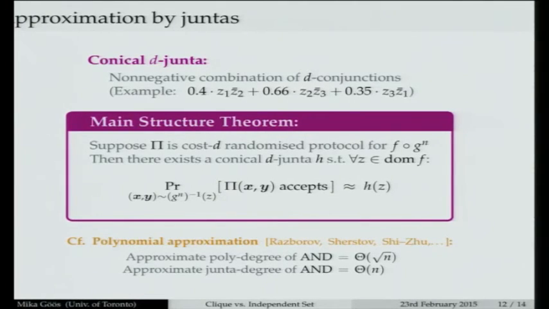So the question is what? Okay. It's defined perfectly in analogy to what approximate degree is. Approximate degree is the minimum degree of a polynomial that pointwise approximates your function, to within, say, 1% additive error. And this is the same thing here. So it's the minimum degree over all conical d-juntas.